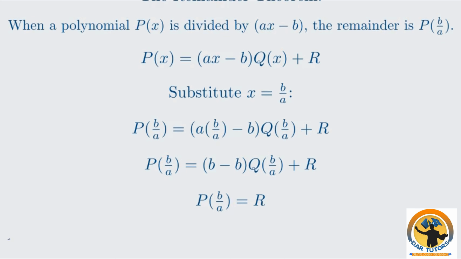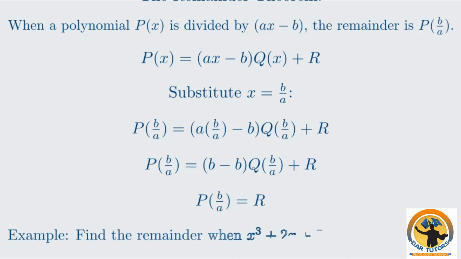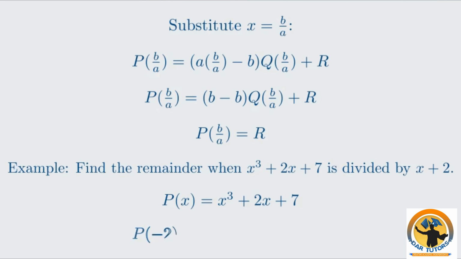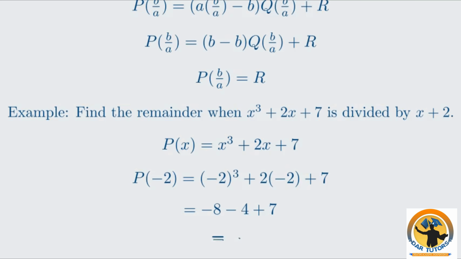Let's try an example. Find the remainder when x cubed plus 2x plus 7 is divided by x plus 2. Here our divisor is x plus 2, which we can write as x minus negative 2. So b over a is negative 2. We need to find p of negative 2. Substituting negative 2 into the polynomial, we get negative 2 cubed plus 2 times negative 2 plus 7. This simplifies to negative 8 minus 4 plus 7, which equals negative 5. So the remainder is negative 5. That was much faster than comparing coefficients.